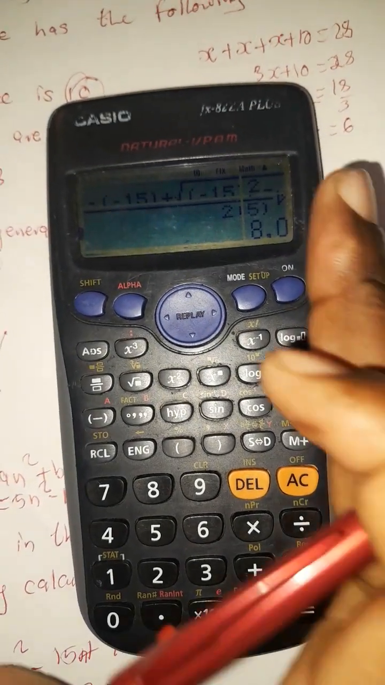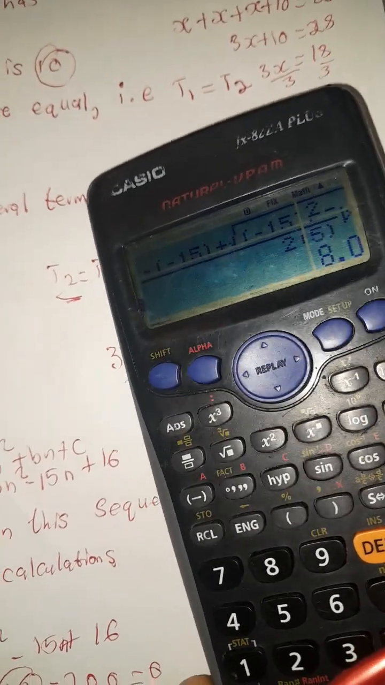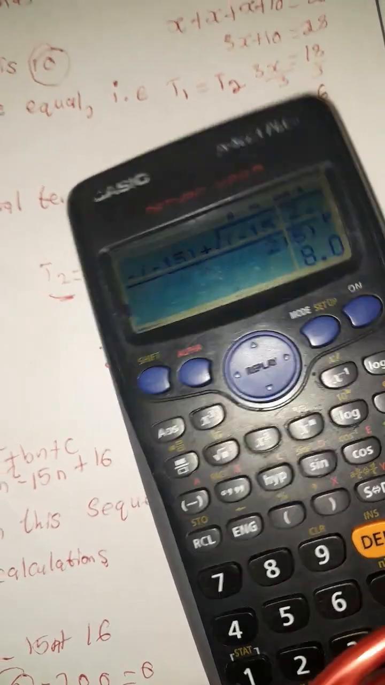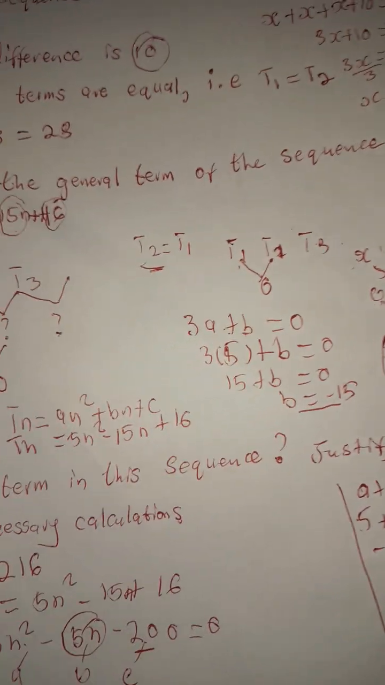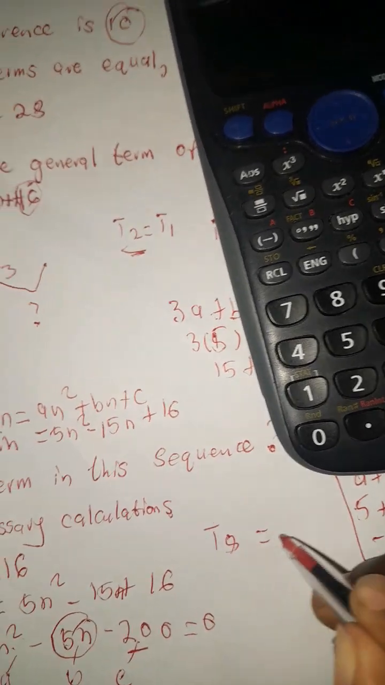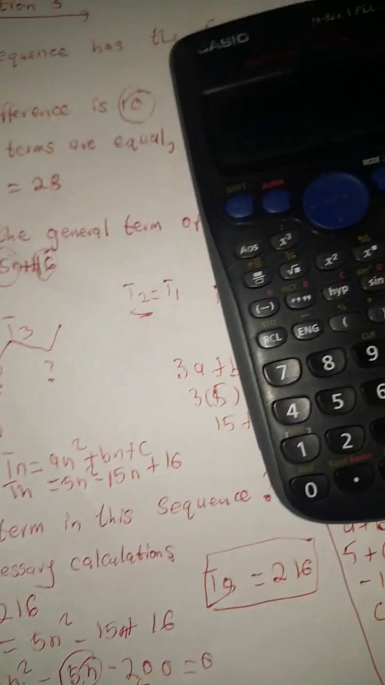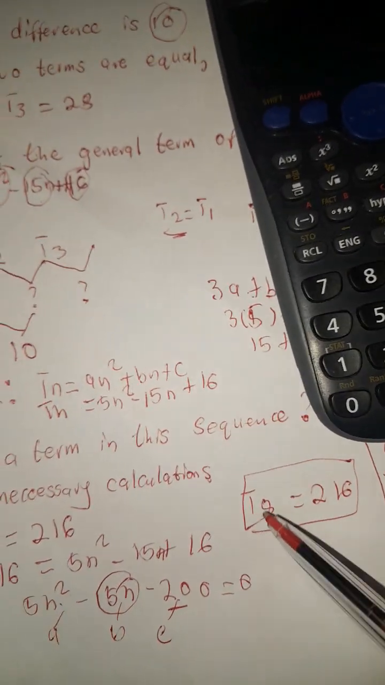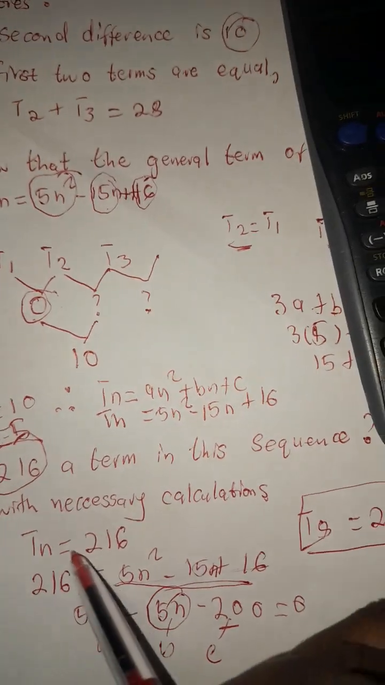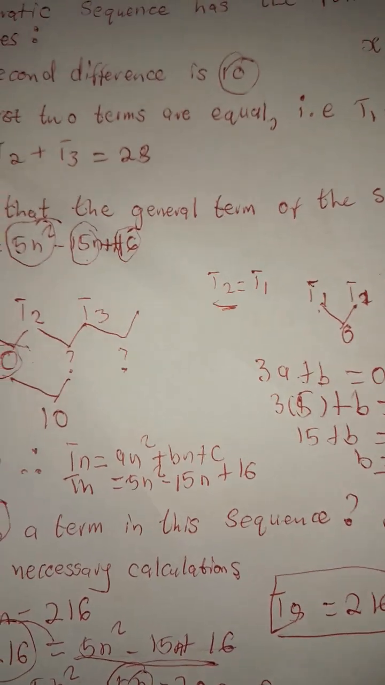My calculator is in fixed mode, meaning it rounds off to 1 decimal place, and we have 8 as the solution here, meaning that T8 will be equal to 216. So 216 is a term in this sequence. You can just take this T8 and substitute into the original equation, then you will get 216. So then you can conclude by saying that 216 is a term in this sequence.